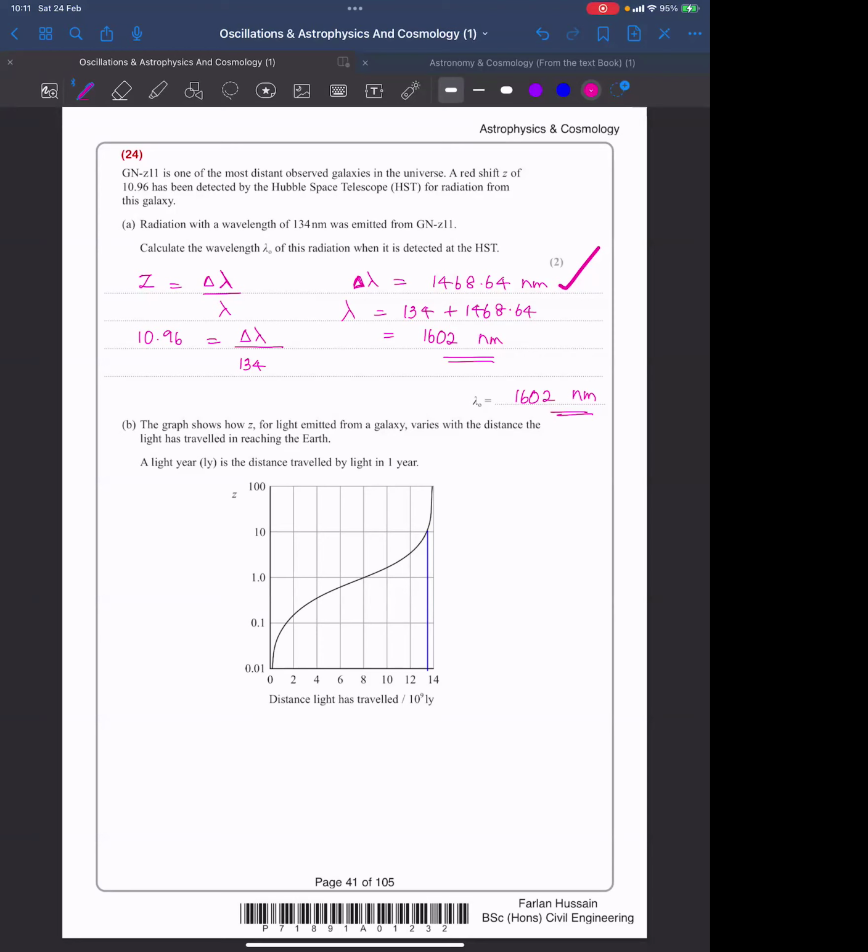Yeah, that is actual. This is what is reaching us. This is not the actual one. This is what we see. This is exact. This is 134, what the star emits. By the time it reaches Earth, it has increased a lot because of the redshift. So by the time it reaches Earth, it has become 1602 nanometers. That is what you see. That is the detected one.